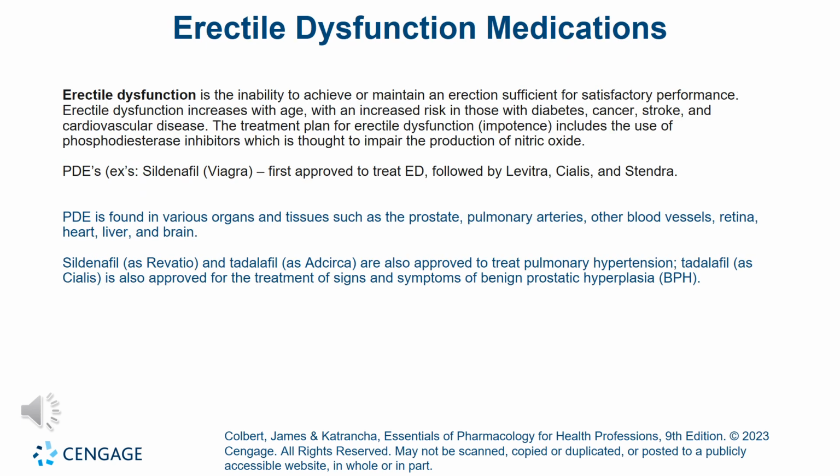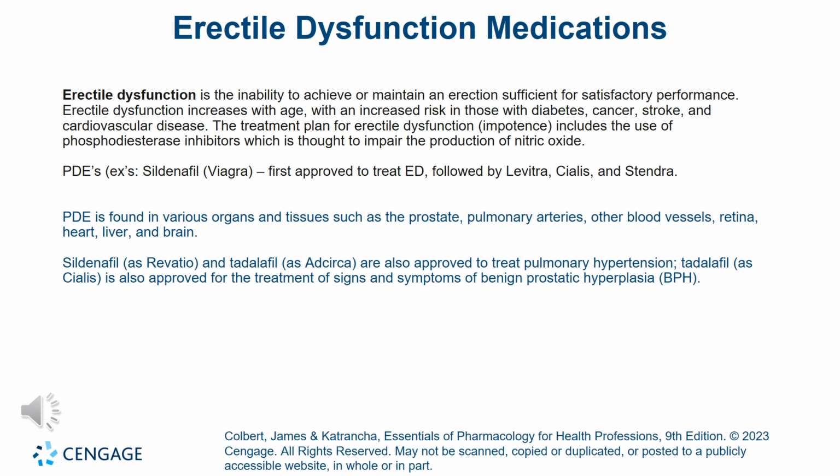Erectile dysfunction is the inability to achieve or maintain an erection sufficient for satisfactory performance. Erectile dysfunction increases with age, with an increased risk in those with diabetes, cancer, stroke, and cardiovascular disease. The treatment plan for erectile dysfunction, or impotence, includes the use of phosphodiesterase inhibitors, which is thought to impair the production of nitric oxide.